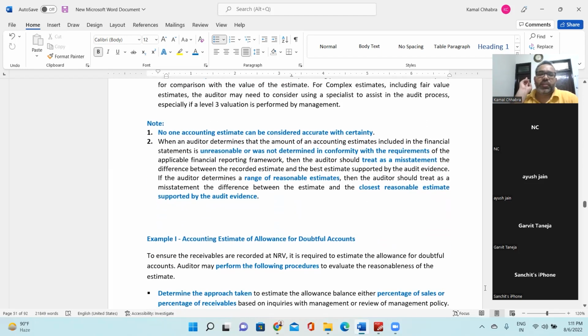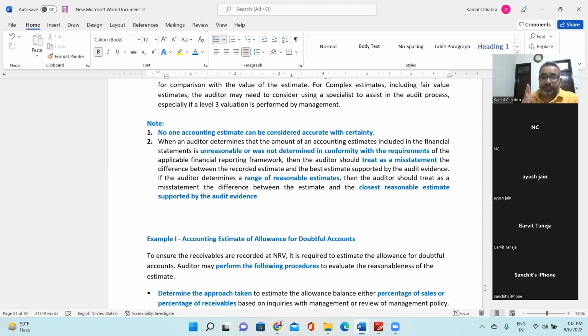Two things you need to keep in mind for accounting estimate. No one accounting estimate can be considered accurate with certainty. That is the reason they are estimated. Accounting estimates are estimated numbers, not accurate numbers. This is one key thing you need to keep in mind.